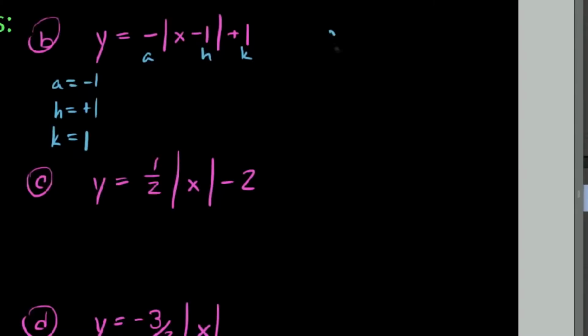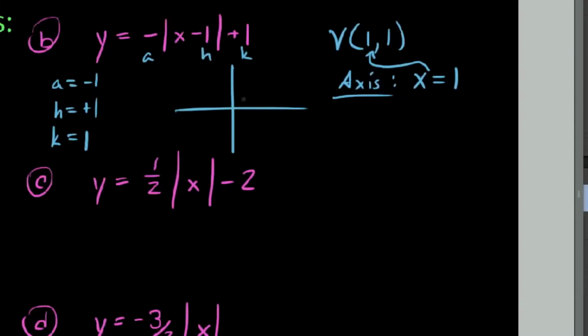So what do we know so far? Well, we know the vertex is at (h, k), h is 1, k is 1. We also know the axis of symmetry, okay, has to go through the vertex and is this vertical line, so x equals 1 because that's the same x value as the vertex. So we're going to sketch this. Always start by sketching your vertex first. So we say 1, 1. Here's our vertex.